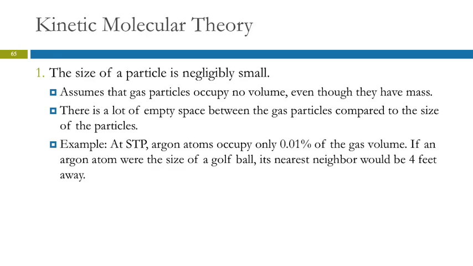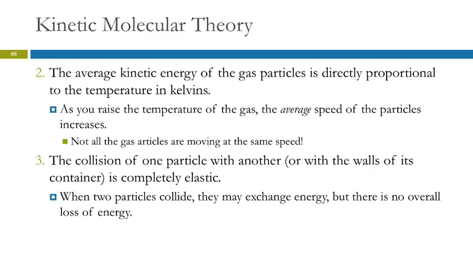At STP, argon atoms occupy only 0.01% of the gas volume. So if an argon atom was the size of a golf ball, the closest next argon atom would be 4 feet away. So think about a golf ball, not very big. The next one's 4 feet away. So the actual size of that particle doesn't matter at all. Any questions about that?